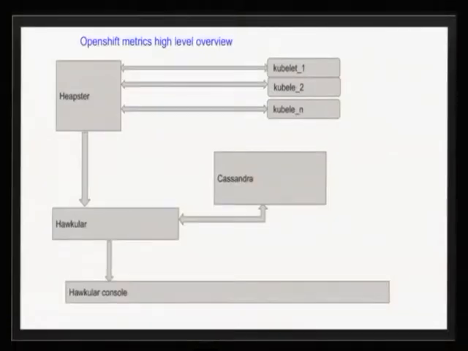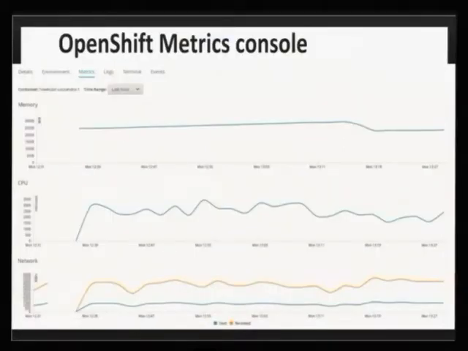So the overview could be like this. Heapster reaches the kubelets, passes that information to Hawkular, and that is written to Cassandra. It also provides the Hawkular console, which users can later on use to see information over the web interface. Actually, that is a sub web interface of the OpenShift console. And when everything works, it shows you graphs like this.